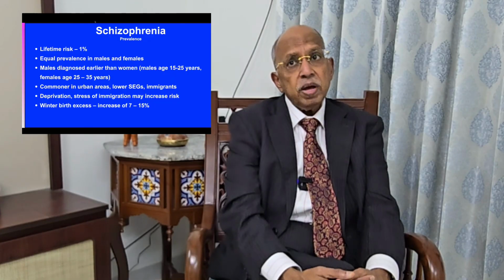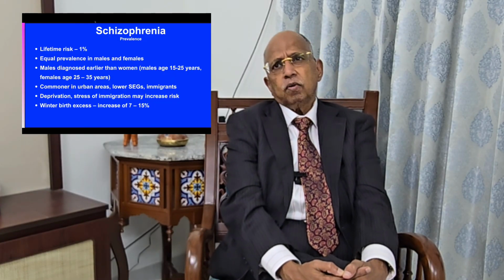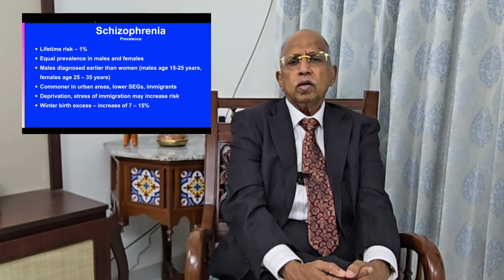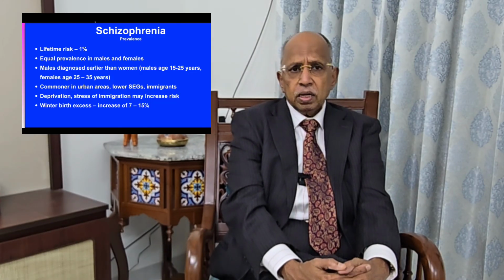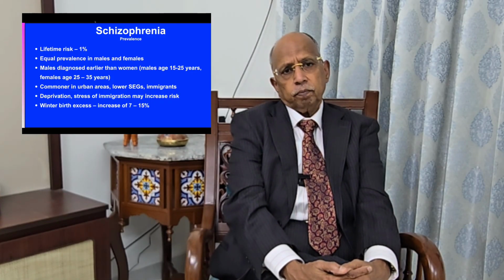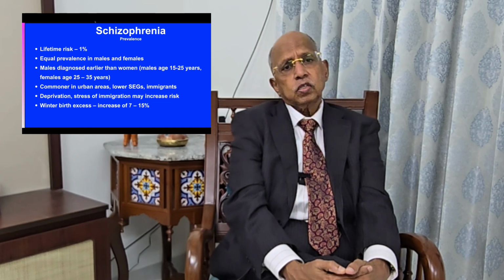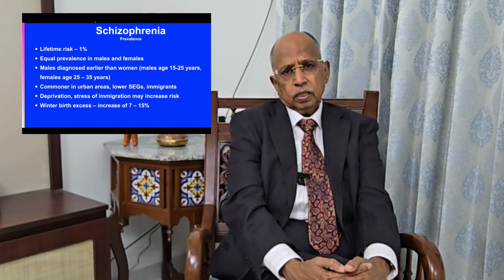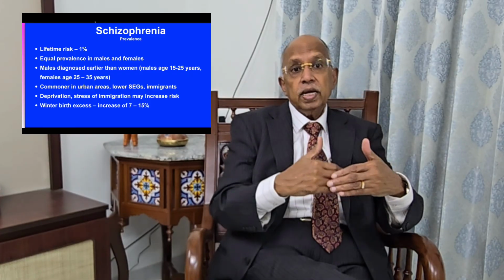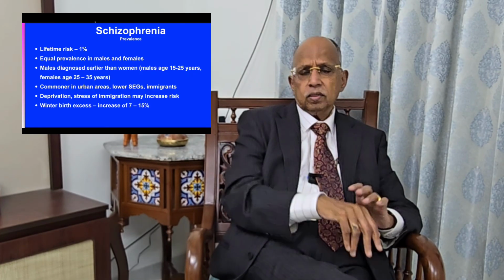Age of onset, in men, is much earlier compared to women. In men, the age of onset is late adolescent to early adult, about 15 to 25 years. In women, it ranges from 25 to 35 years. That is onset, the time they develop the illness. That's early onset or early manifestation of the illness.